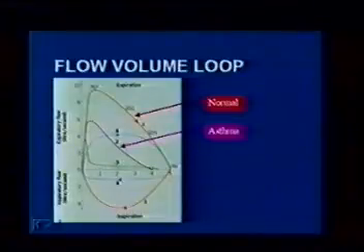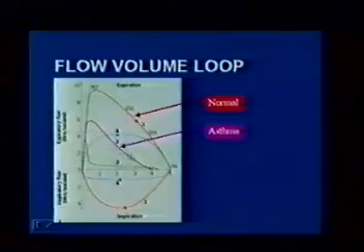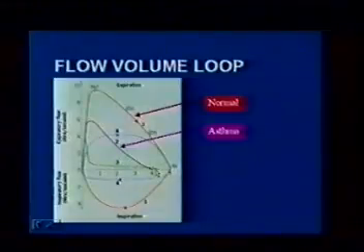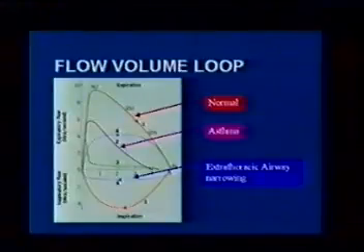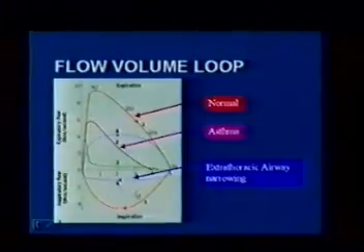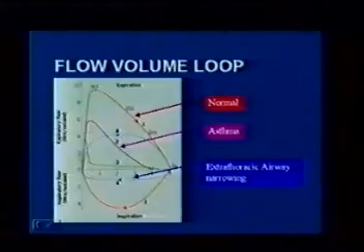Number 2 is a case of asthma, where you can see the expiratory limb is markedly reduced and there's a concave appearance to that. Number 3 is an example of extrathoracic airway narrowing, where inspiration is more affected than the expiration.